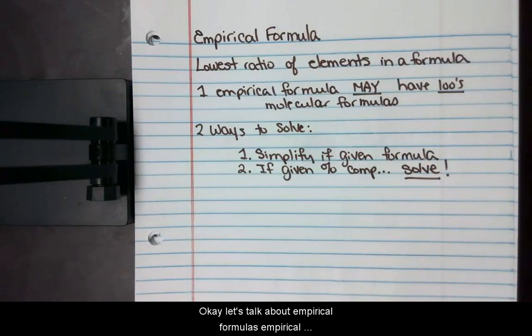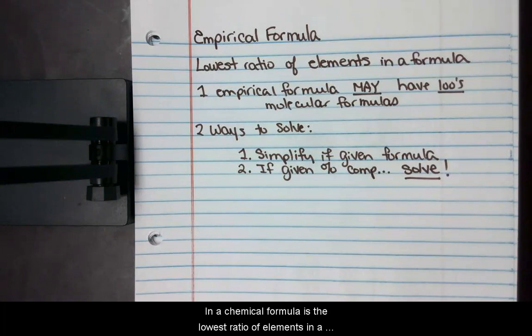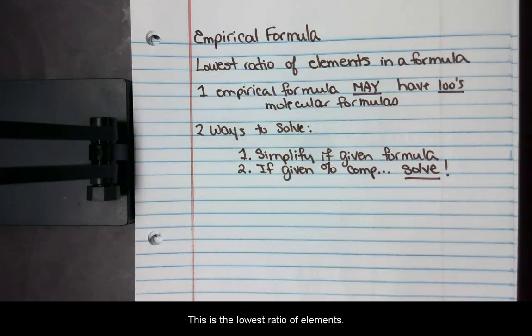Okay, let's talk about empirical formulas. Empirical formulas are the lowest ratio of elements in a formula. So, what we often see are molecular formulas. So when you're seeing like C2H4, C4H6, CH3, I'm making these up, Ca(NO3)2, those are all molecular formulas. An empirical formula is the lowest ratio of elements in a formula. So one empirical formula may have hundreds of molecular formulas that could be tied to it, because it's the lowest ratio of elements.